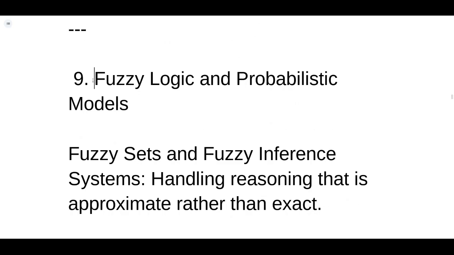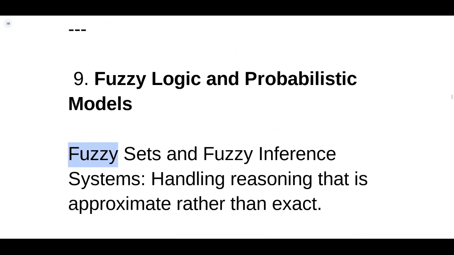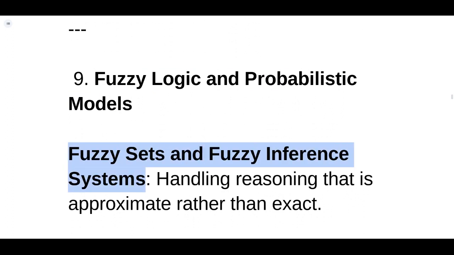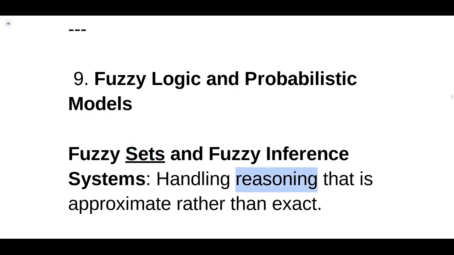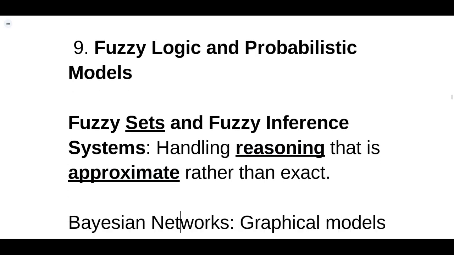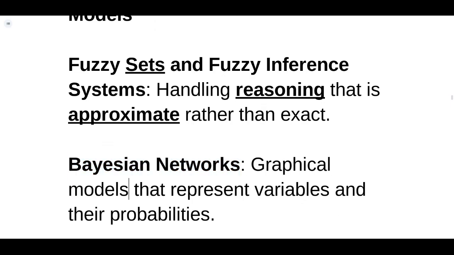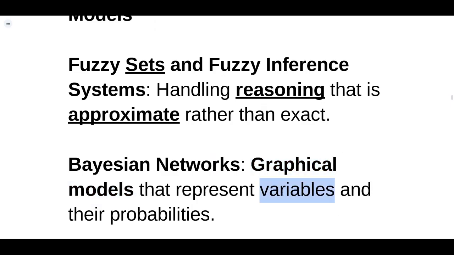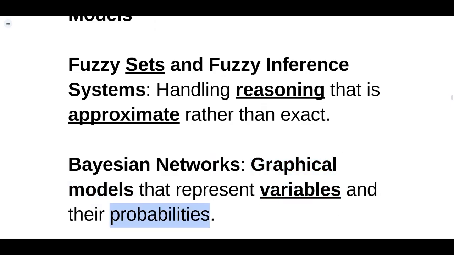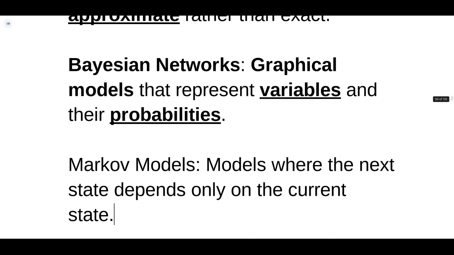Then comes a very important topic, fuzzy logic and probabilistic models. We have fuzzy sets and fuzzy inference systems, handling reasoning that is approximate rather than exact. And then there come Bayesian networks. These are graphical models, graph theoretical models that represent variables and their probabilities.